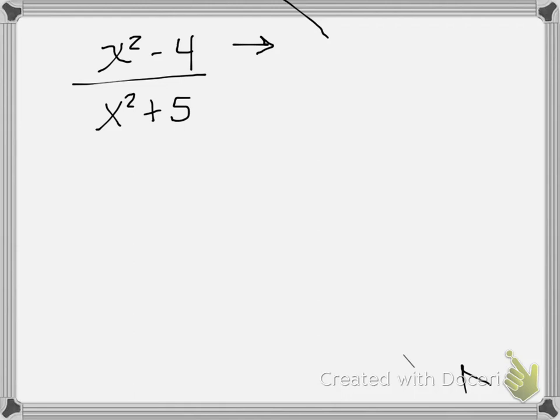My next example, I have x squared minus 4 divided by x squared plus 5. Here, the degree of the numerator is 2.